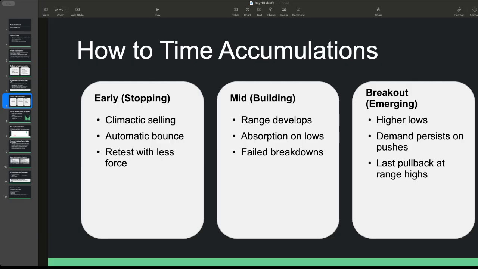So the three stages that I like to look out for in accumulations are the early, the mid, and then the breakout. I'll keep it simple. The early part is when the downtrend comes to an end. We have the massive downtrend, price begins to stall, lower lows aren't really making any progress. Sellers are starting to weaken, and supply is being absorbed by buyers. You start to see buyers stepping up.